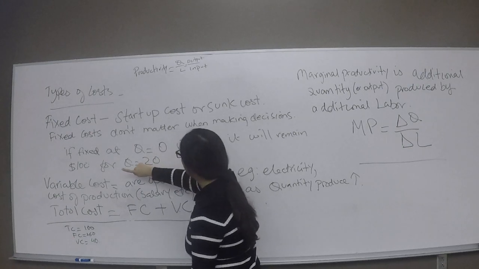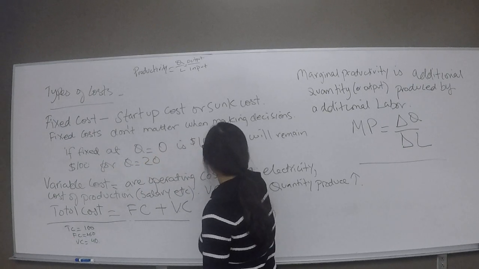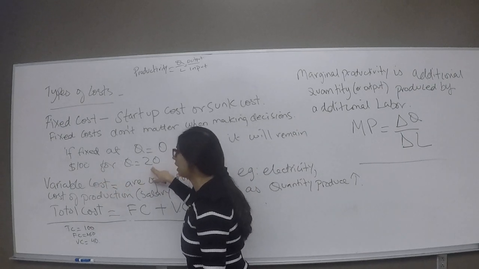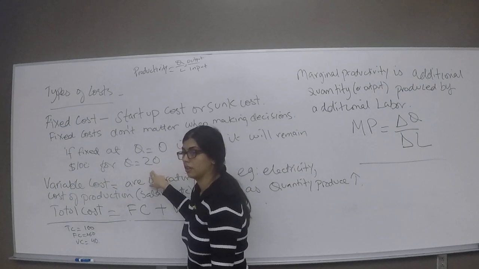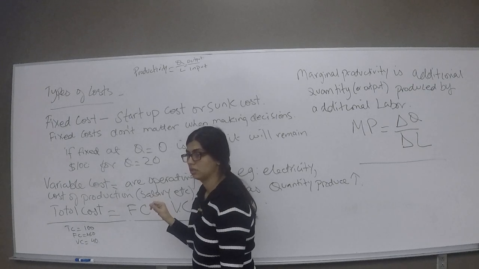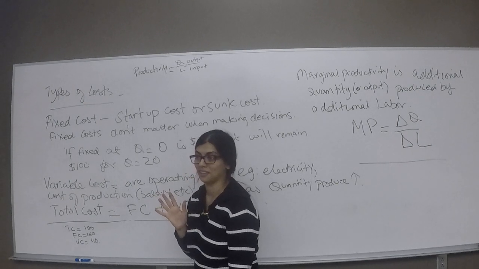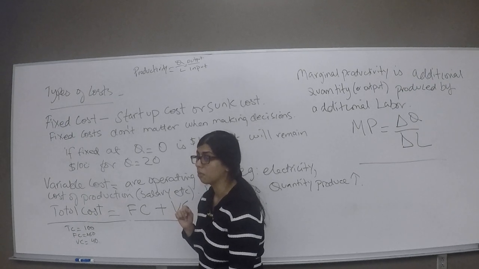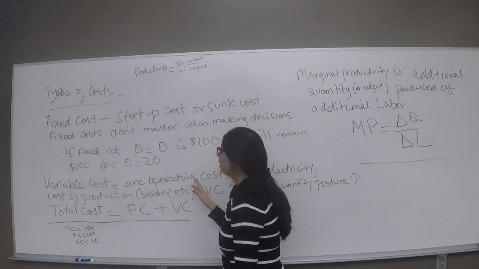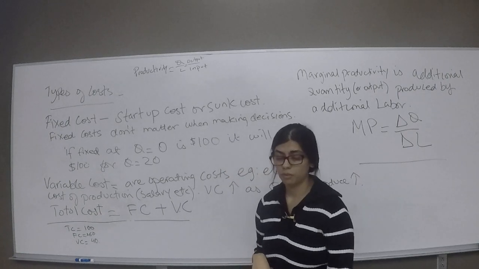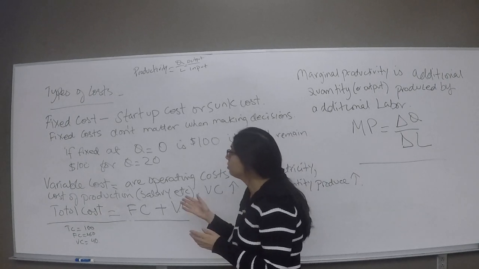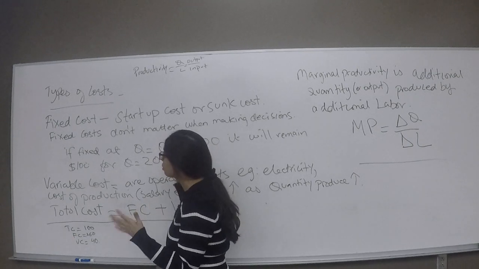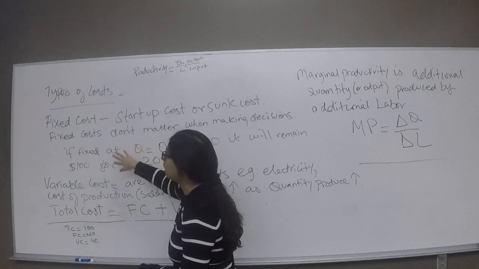If fixed cost at quantity 0 is $100, it will remain $100 when you're producing quantity 20. Does that make sense? Or are you just saying okay? Kind of a bit of both. When you're producing nothing, it's costing you $100. Fixed costs don't change is what I'm trying to tell you with this example.